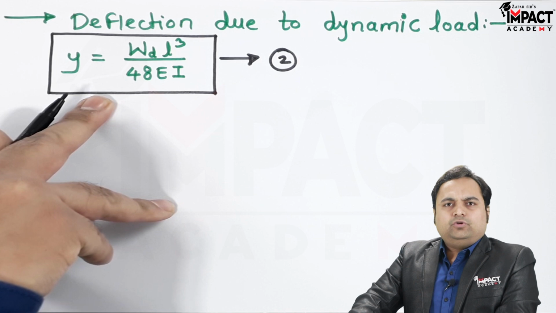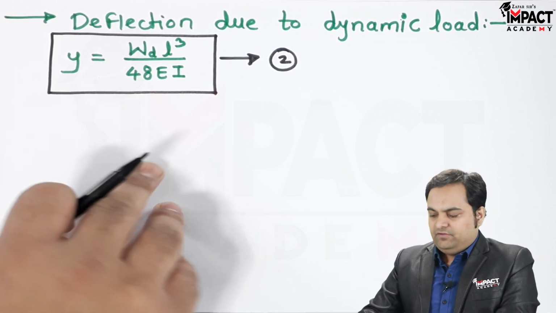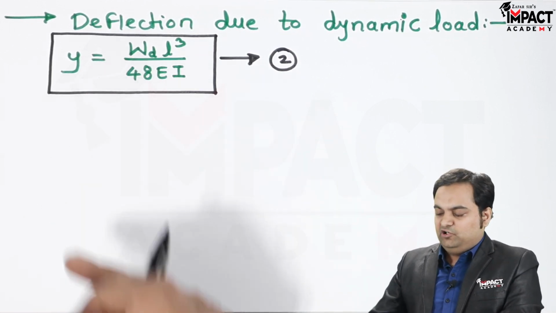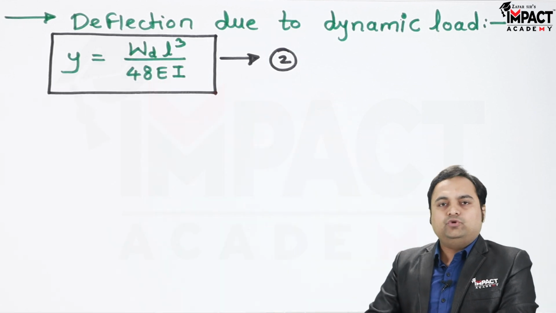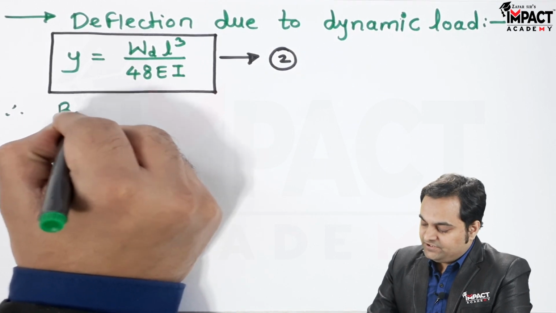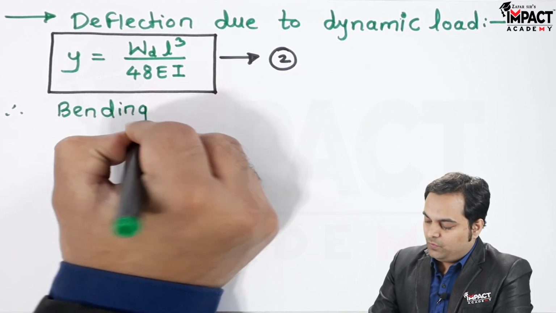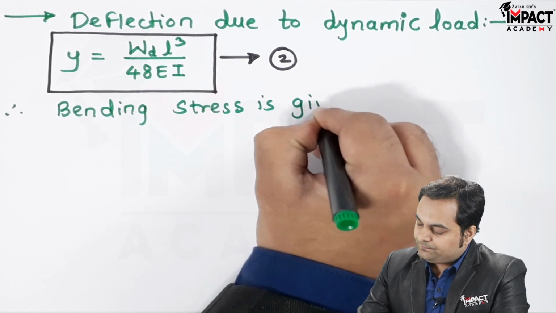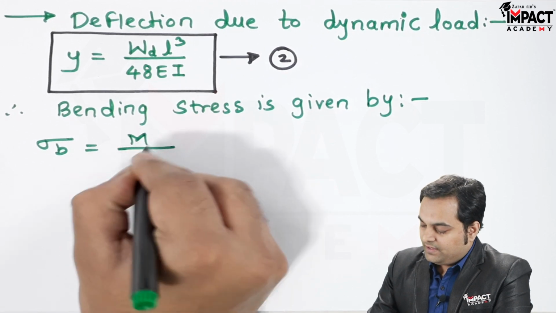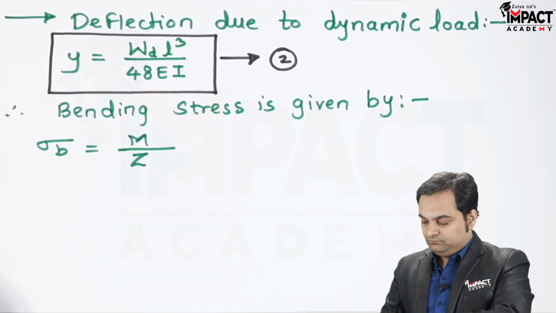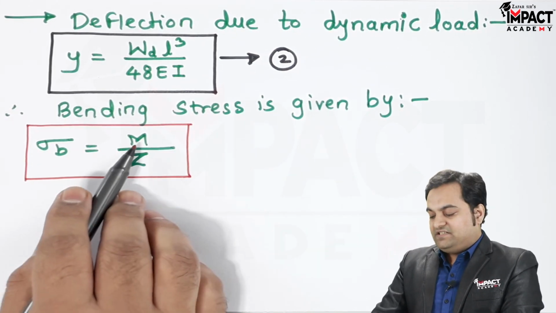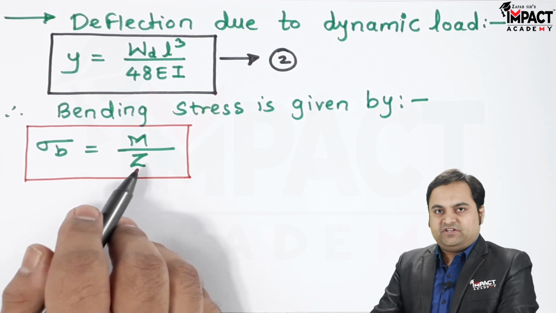The formula is similar to the static deflection, but we have to remember, in case of static deflection we have taken the load of the disc, but here we have the dynamic load, and in order to calculate the dynamic load we have to use the concept of bending stress. So therefore I'll say that bending stress, because the shaft is bending while rotating, is given by sigma suffix b is equal to M upon Z, where M is the maximum bending moment and Z is called the section modulus.